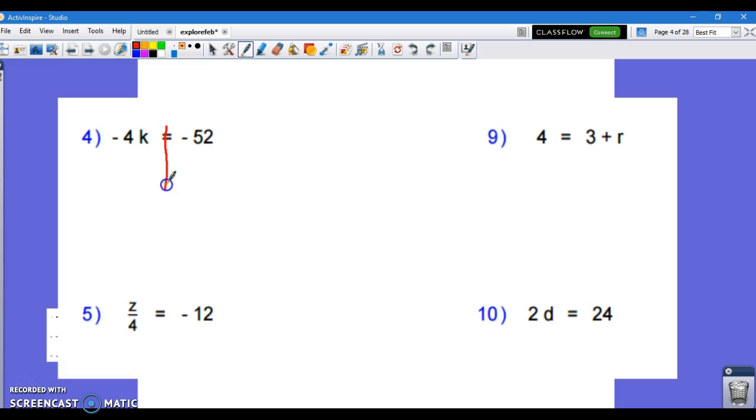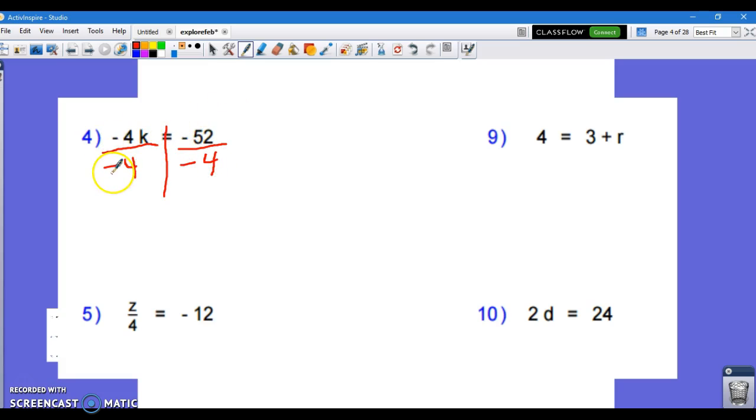One-step equations. There's my street. Remember, what I do to one side of the street, I have to do to the other. When I have a number and a letter right next to each other, and nothing is in between them, it means multiply. So I must do the opposite of what I see. Opposite of multiplication is division. So I'm going to divide by a -4. Remember, when we divide or multiply with our equations, we keep the same sign.